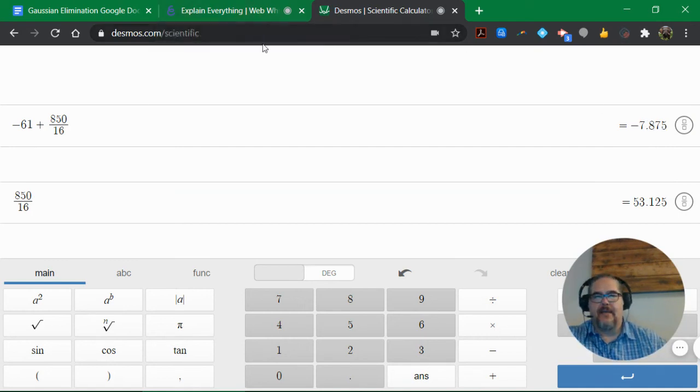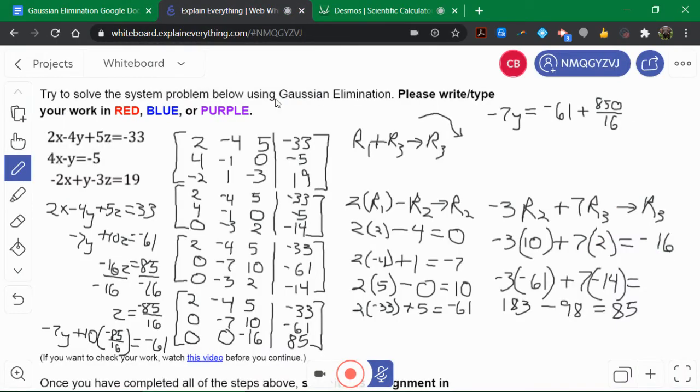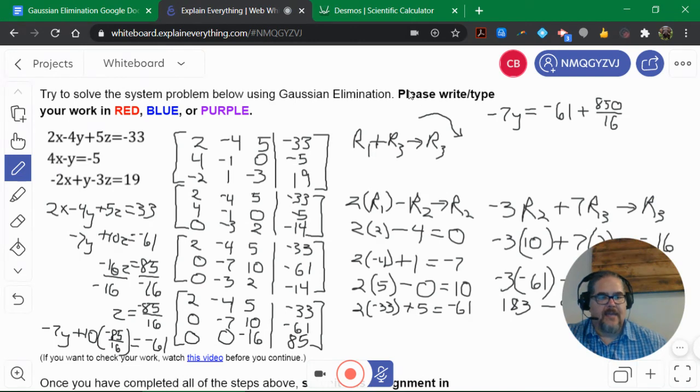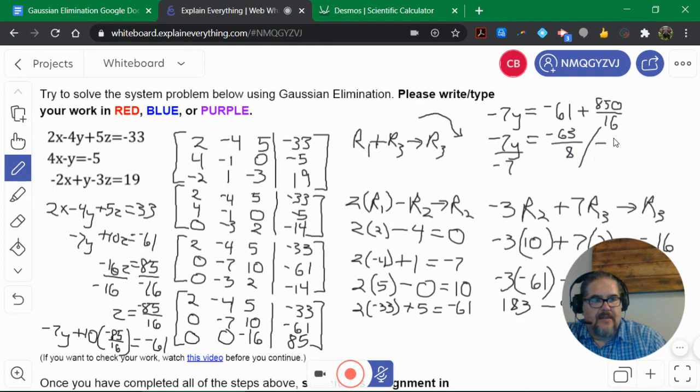Okay, so let's take that back. And negative 7.875, again, you can transfer to a decimal or a fraction. Since this gave it to me, I can actually do negative 63 over 8. So negative 63 over 8 is what we ended up with. So that means that negative 7y equals negative 63 over 8. And what we're going to want to do is divide this whole thing by negative 7.